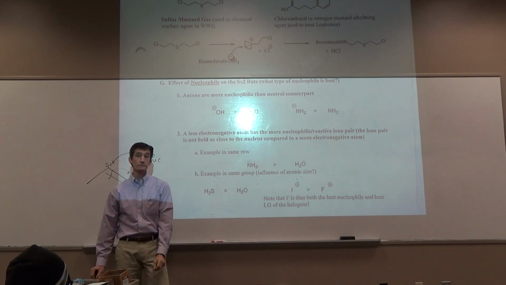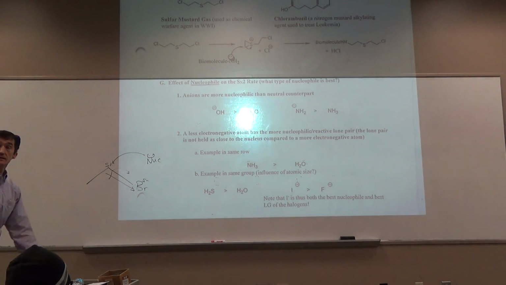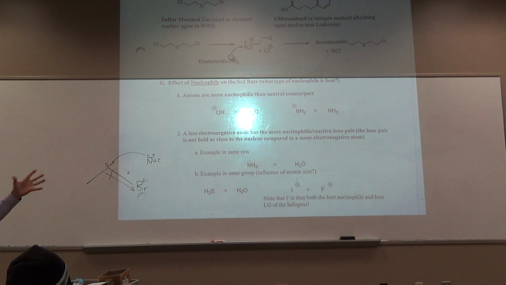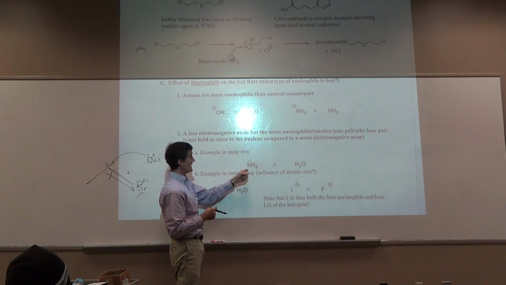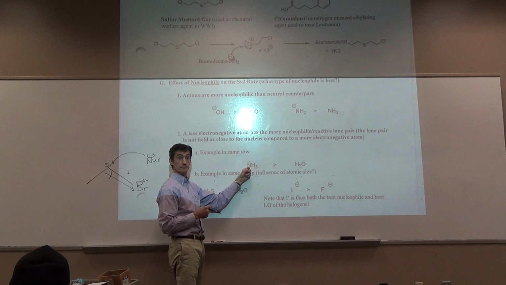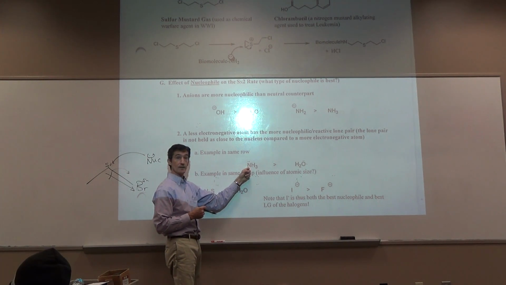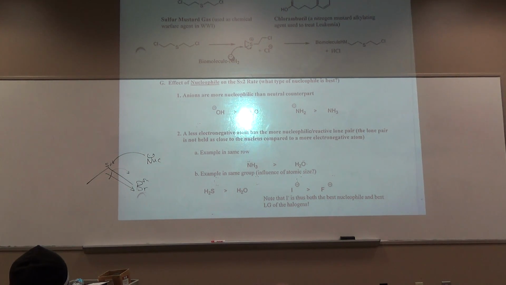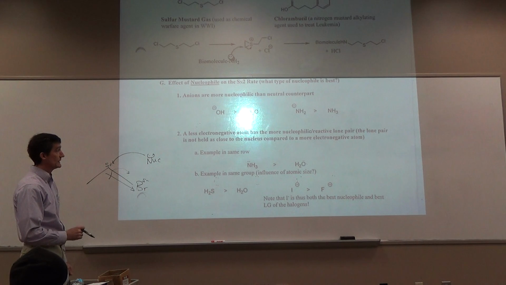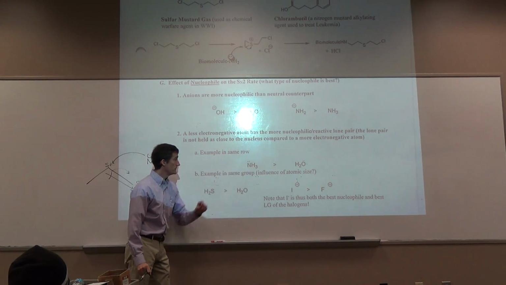Nitrogen's not as electronegative. Nitrogen doesn't hold the electrons as tight because nitrogen's not as electronegative. Oxygen holds them tight. It's a better parent. Nitrogen is the less electronegative atom. It thus has the more reactive lone pair. It's a worse parent. Let its lone pairs get out there and do reactions more easily. So that's an example of the same row.